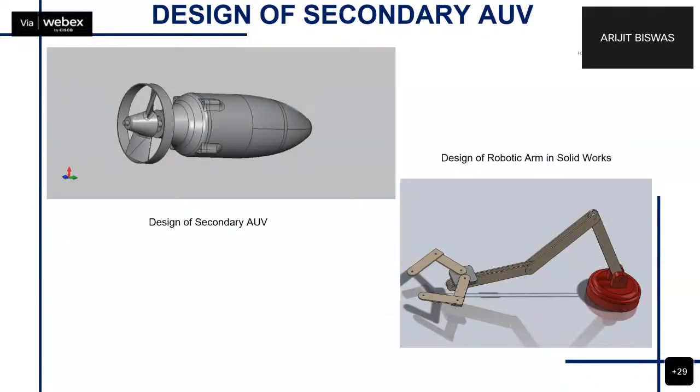This is the secondary AUV. This design is also completed in SolidWorks. This design is for the vertical motion. The next is the robotic arm that can take as many nodules as possible.